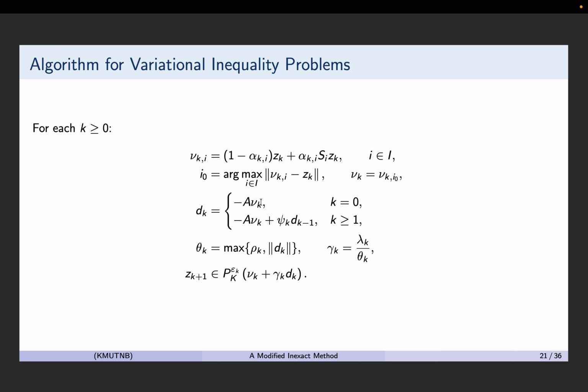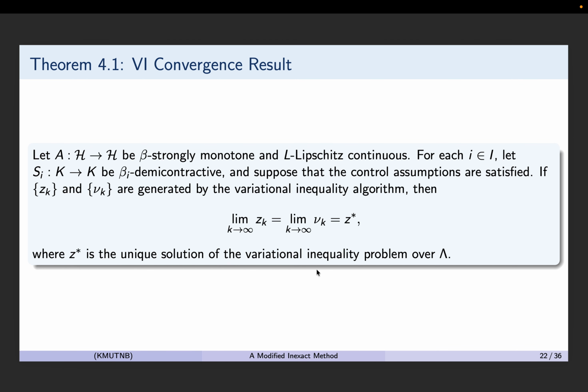This is a kind of descent direction, and for the subsequent iteration, like I told you, we take this AVK plus psi k dk minus 1, and the step size is defined. And also here we are using an approximate projection instead of an inexact projection. And this is the result for the convergence of our method.